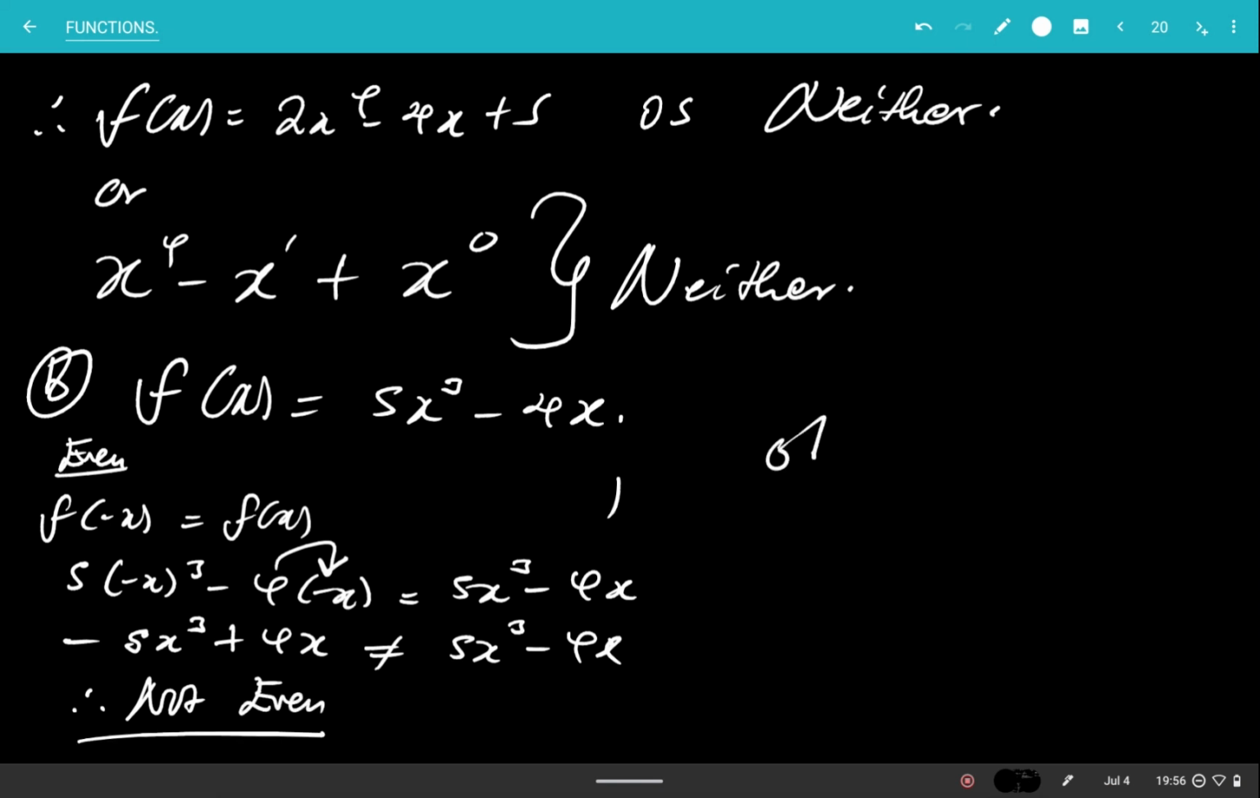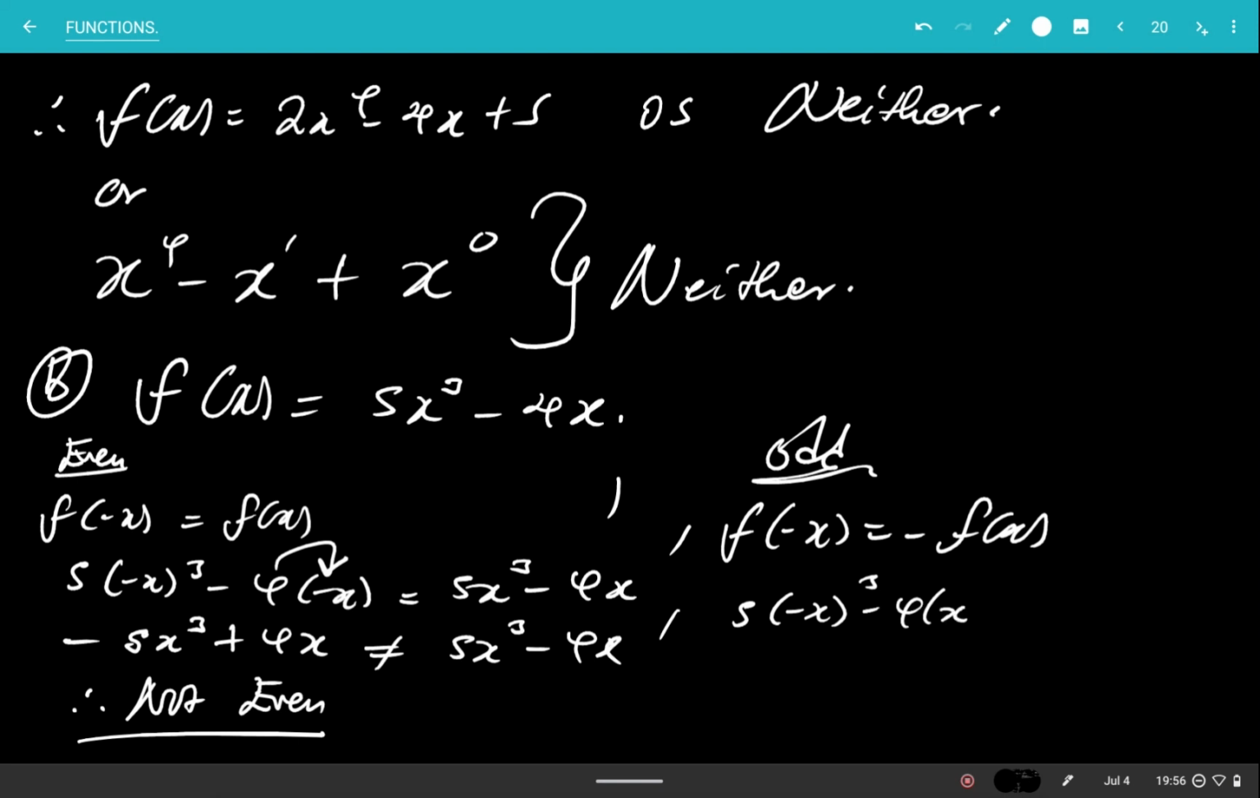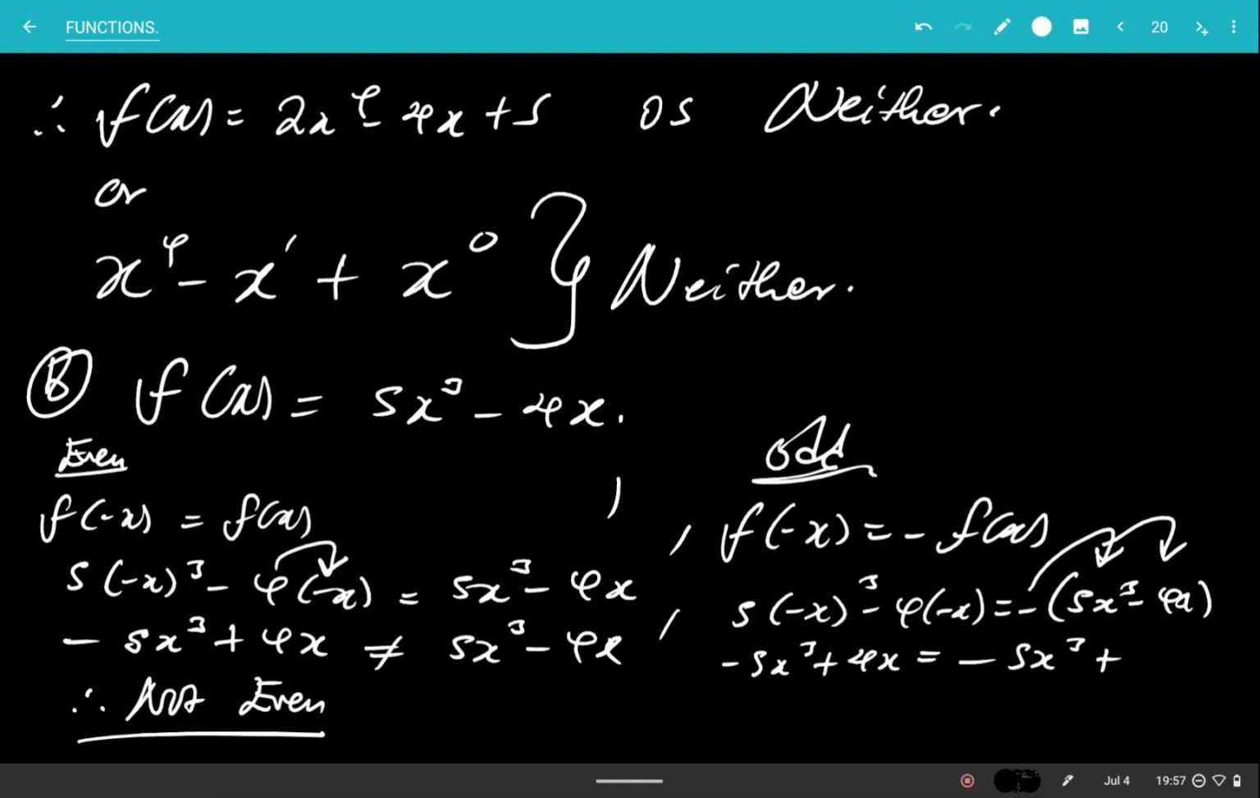But if I want to test if it's odd, I'll just have to apply the condition. It should give me minus f of x. So I'm going to put minus x wherever there is x. So I'll have 5 times minus x to the third minus 4 times minus x. Then it's equal to minus of everything I have, which is 5x cubed minus 4x. So this would be minus 5x cubed plus 4x. If I multiply minus by everything inside, I get minus 5x cubed then plus 4x.